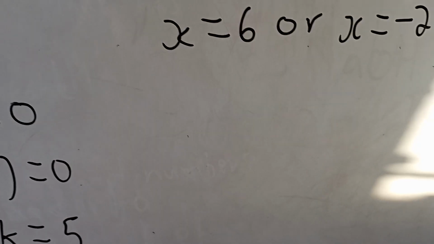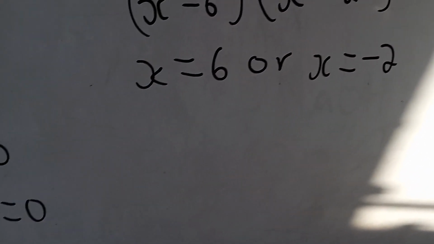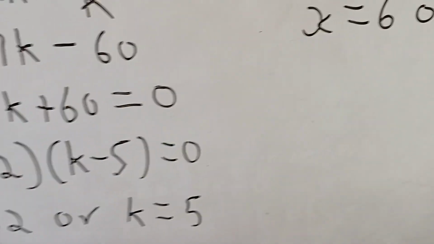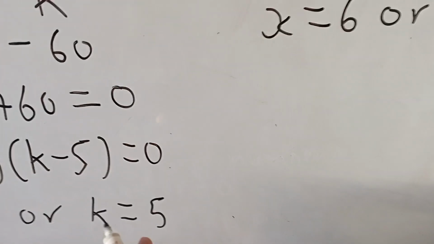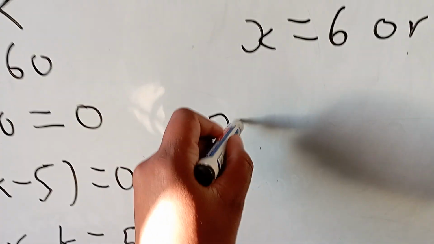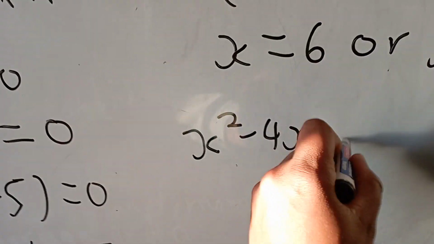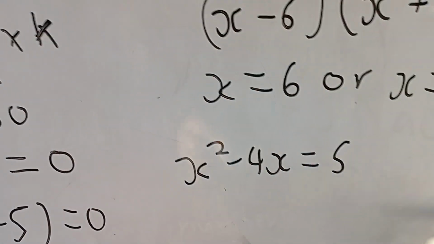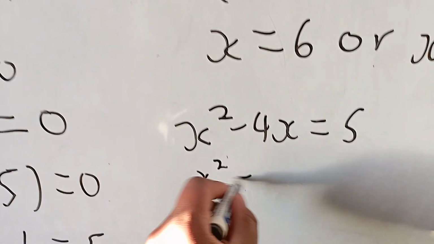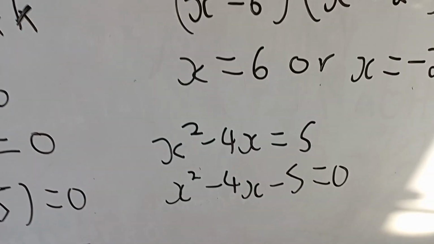So the second part, okay, then we'll use the second part now. Second part, k is equal to 5, which means x squared minus 4x equals 5. Right. Then we're going to take it to the other side. So x squared minus 4x minus 5 equals 0.